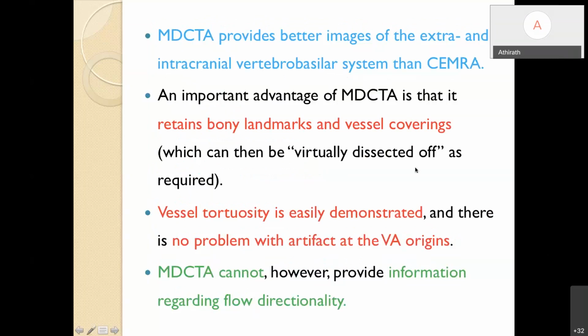CT provides better images of the extra and intracranial vertebrobasilar system than MR angiography. An important advantage is that it retains bony landmarks and vessel coverings. Vessel tortuosity is easily demonstrated, and there is no problem with artifact at the vertebral artery origins. But the huge disadvantage of CT is that it provides no information on flow directionality. This flow directionality can be known only on MRI or duplex ultrasound.